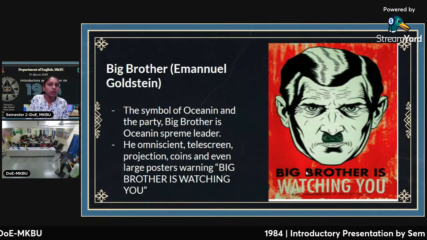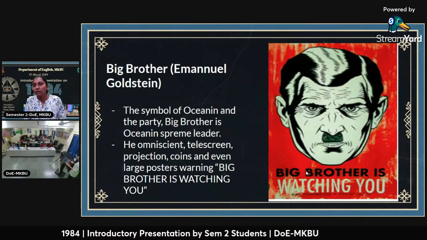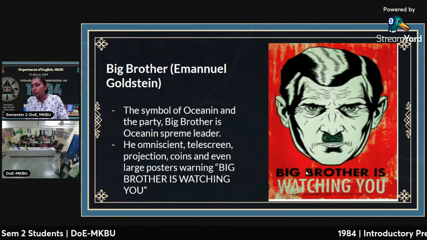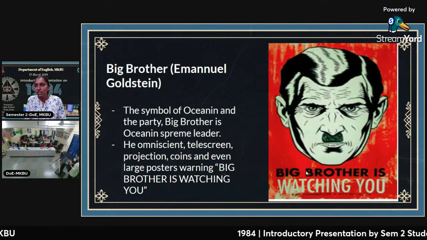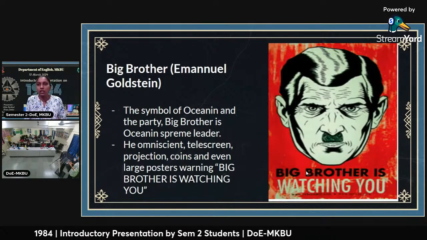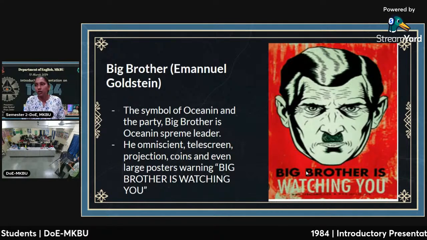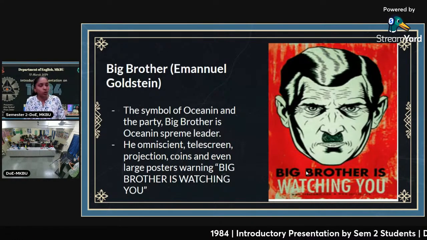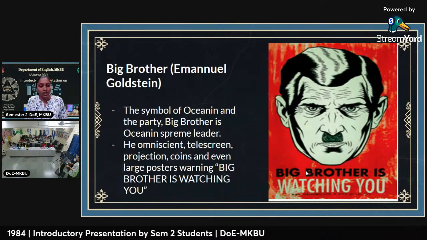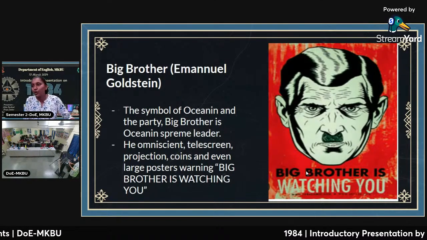In this novel, George Orwell says that these kinds of posters are everywhere. Even the houses are like made of glass. Every time and every movement, someone is watching you, someone is capturing all your movements. How disappointing is this? With only this picture, we can interpret the whole novel: the totalitarianism, the Orwellian society, the cruelty of society. Only one picture. See, omniscient telescreen projection points and even large posters warning Big Brother is watching. This quotation is also so annoying.